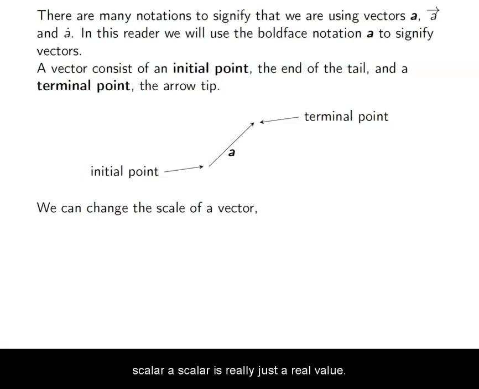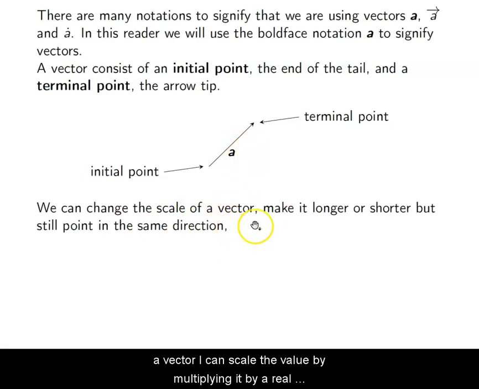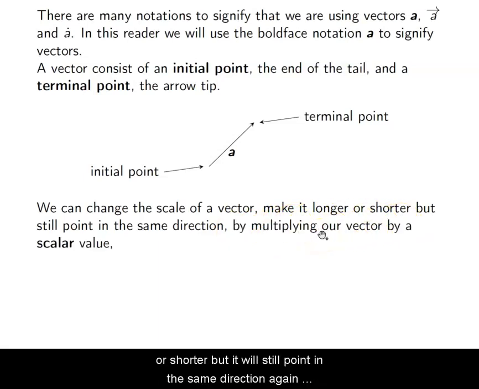A scalar is really just a real valued number. Okay, so pi, 2, 1/2, square root of 3. I think I've referred to these as scalars before when we've talked about things. I say, for instance, like a function, we're going to multiply this by a scalar amount. We're going to take this function, multiply it by 2. All the values in this function are now doubled. Same thing with a vector. I can scale the value by multiplying it by a real value. We call that a scalar. So it's going to make it longer or shorter, but it will still point in the same direction. Okay, so again, we call this a scalar value.